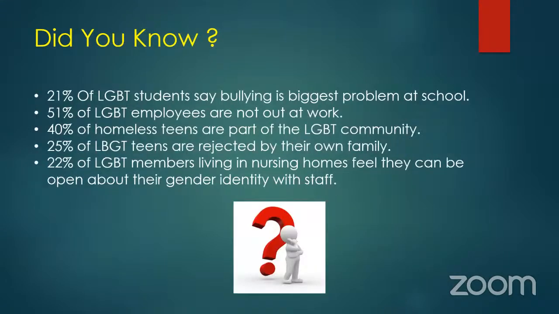So here are some stats I'm going to present about the LGBTQ community. 21% of LGBT students, right from school age, start facing bullying and other problems. 15% of LGBT employees, so that the employers are not able to give them a proper stand or a proper work culture. 40% of homeless teens are part of the LGBT community. 25% of LGBT teens are rejected by their own family. So if their own family can't accept them, there's a long way for us to go to support them. 22% of LGBT members living in nursing homes feel they can be open about their gender identity with staff.